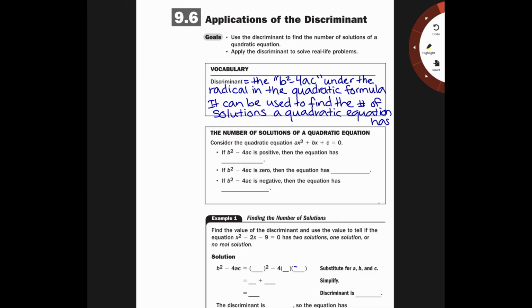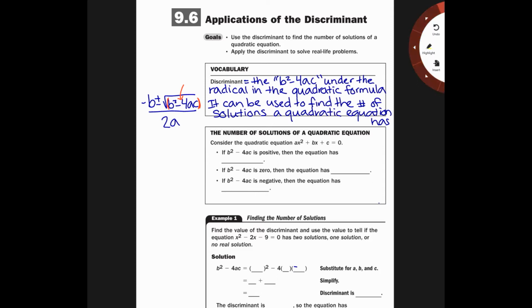Okay guys, we're back with 9.6, applications of the discriminant. The discriminant is kind of a fancy word, but all it means is the b squared minus 4ac part that's under the radical in the quadratic formula, which we looked at yesterday. The quadratic formula, again, is negative b plus or minus radical b squared minus 4ac all over 2a. So the discriminant is just this b squared minus 4ac part. That's the discriminant.